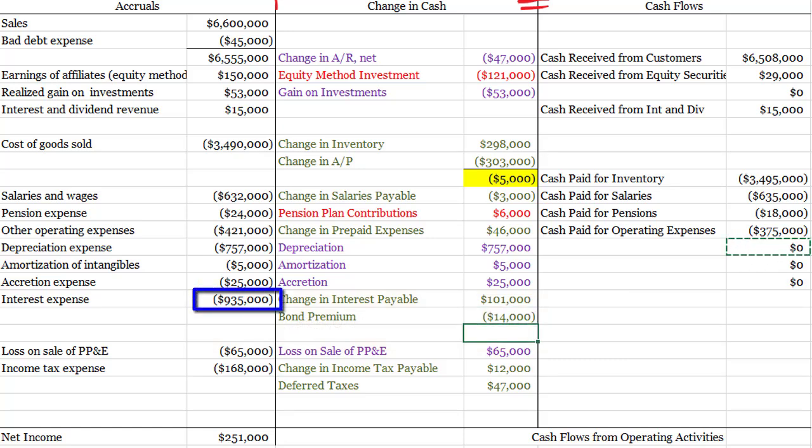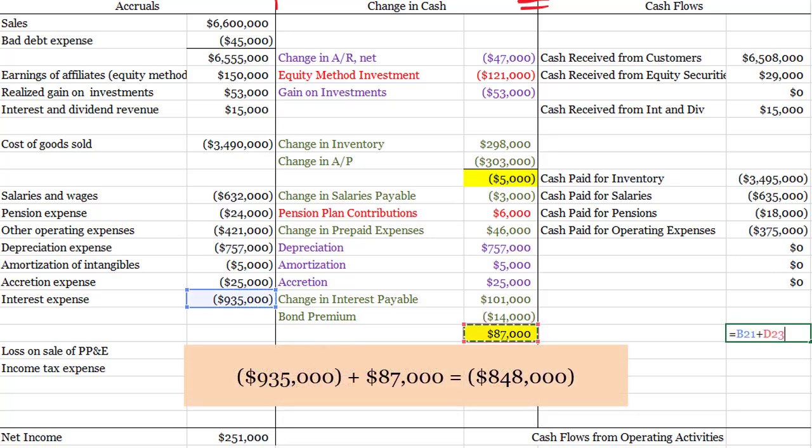Interest expense has 2 adjustments. I'm going to add them up. Now I have to be careful here to make sure I get the right ones. There we go. So a net $87,000 change. I'll take interest expense plus that $87,000.